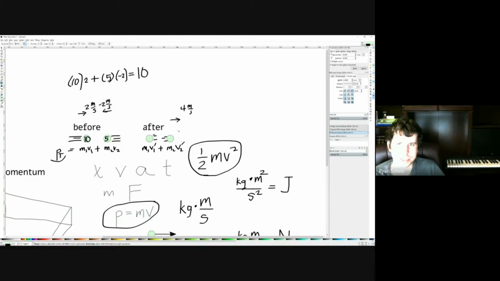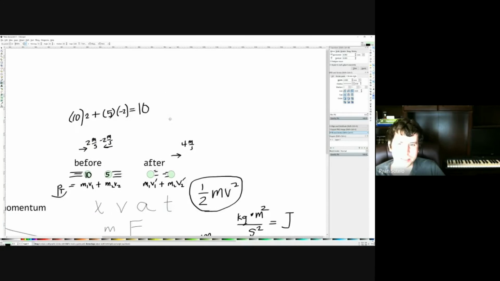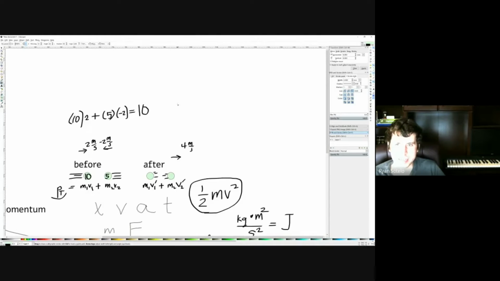Okay, so after the collision, we know they crash, and that one is moving to the right at 4 meters per second. So I'm now gonna redo that, but I'm gonna say, here's my 10 kilogram object. I don't know how quickly it's moving. I'll say V2 prime or something. Or you could just say V. It doesn't matter when you're looking for one thing. So I don't know how quickly the 10 kilogram mass is moving or in what direction, but I do know that the 5 kilogram mass is moving at 4 meters per second.